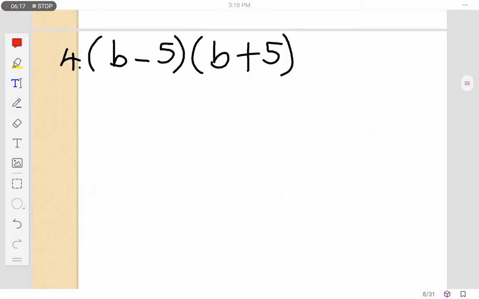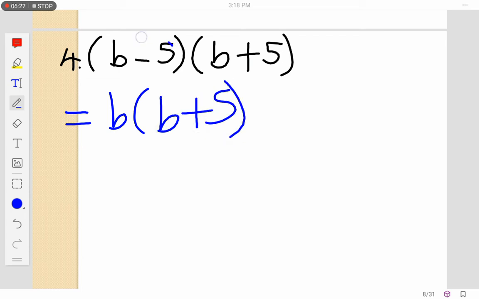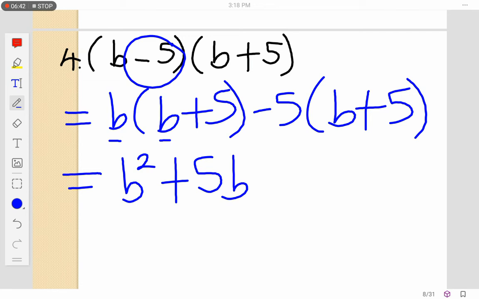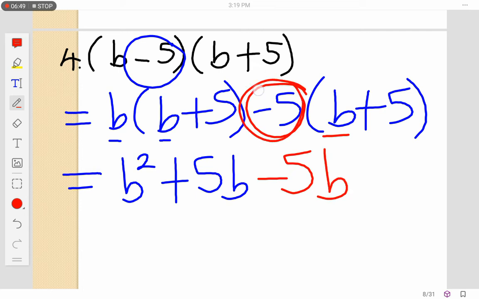Okay, this one is very special. Let me show you why I say special. You see at the end, I've got b multiplying by b plus 5. Then I've got minus 5 multiplying b plus 5. Then multiplying b times b, we get b squared. B times plus 5, we get plus 5b. Then minus 5 times b, we get minus 5b. And minus 5 times plus 5, we get minus 25.